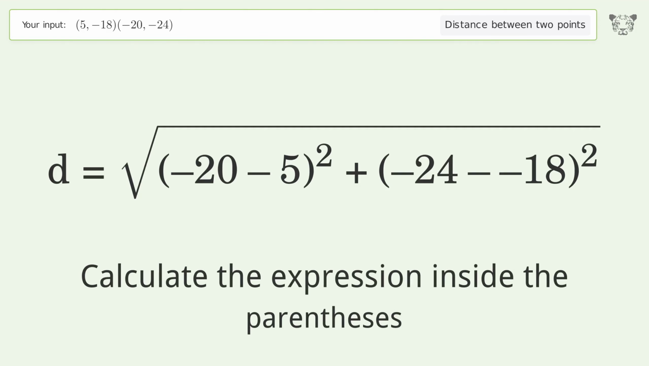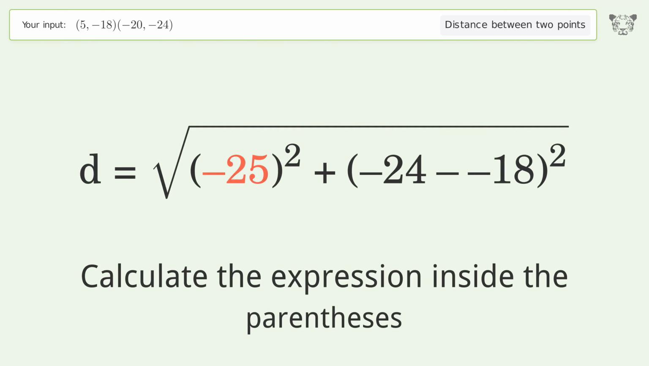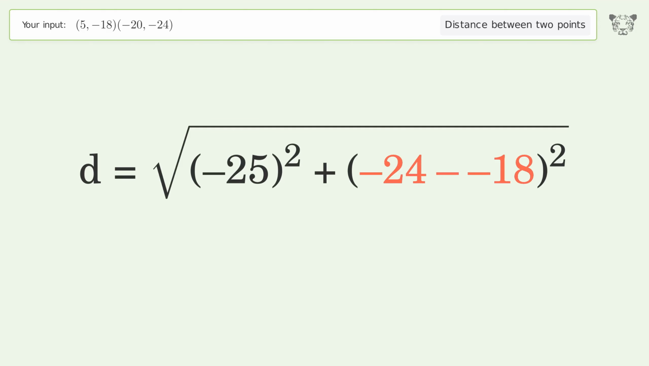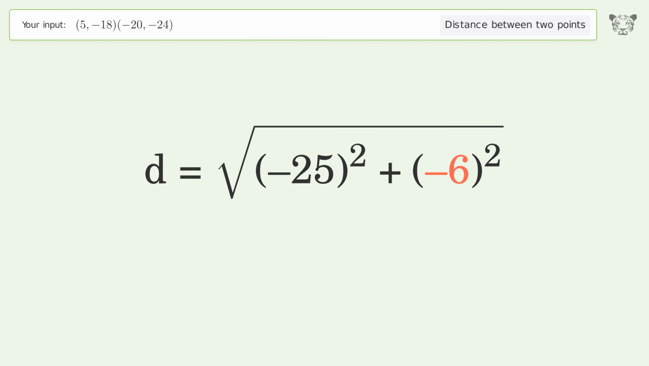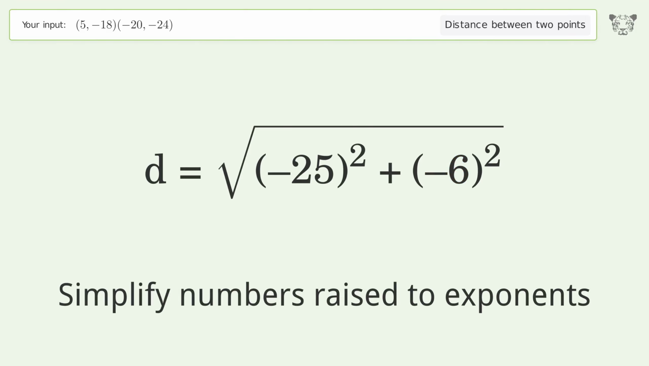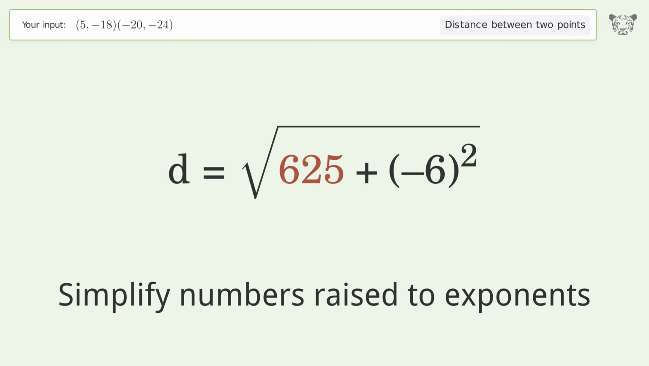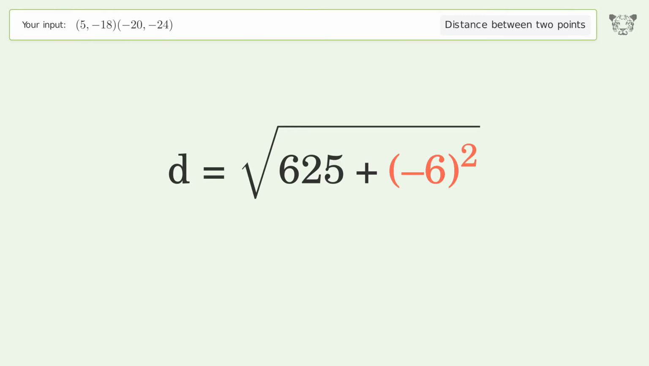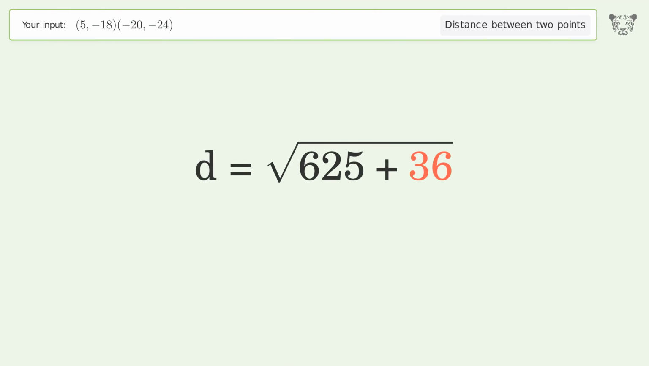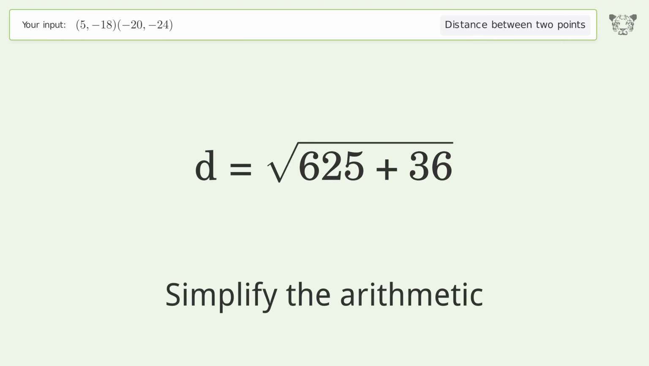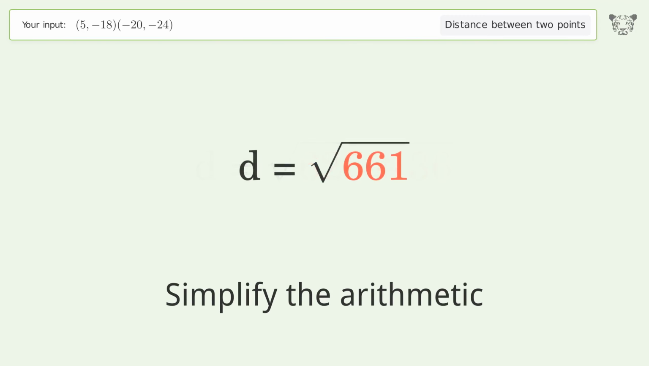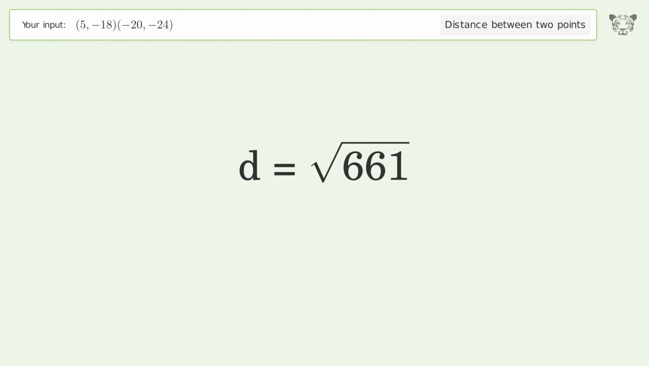Calculate the expression inside the parentheses. Simplify numbers raised to exponents. Simplify the arithmetic. And so the distance between the 2 points is the square root of 661, or 25.71.